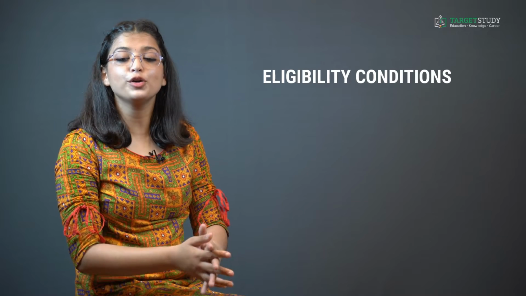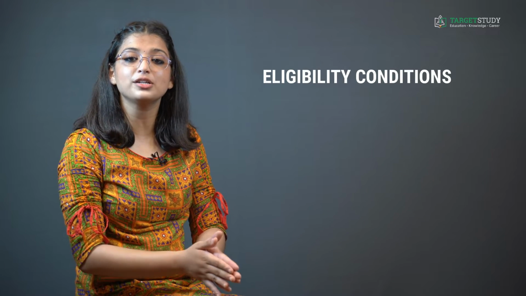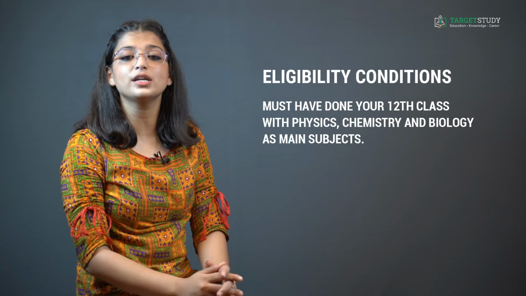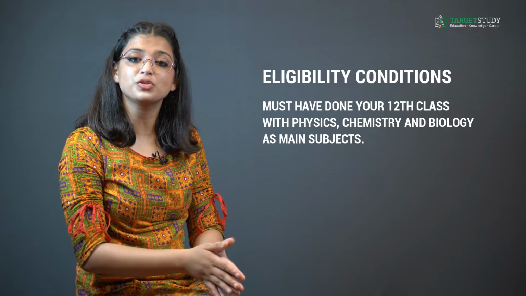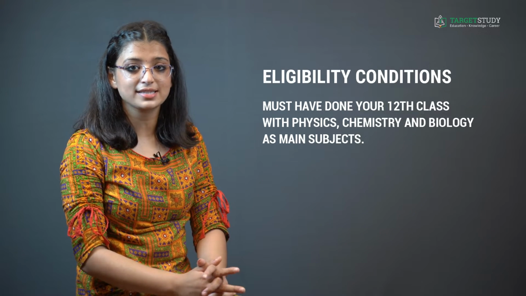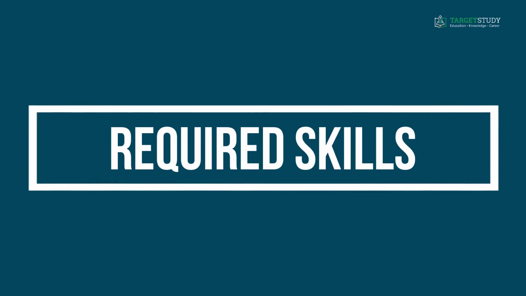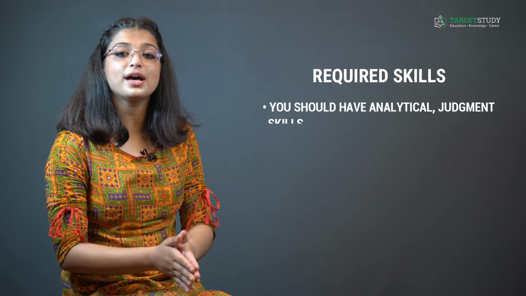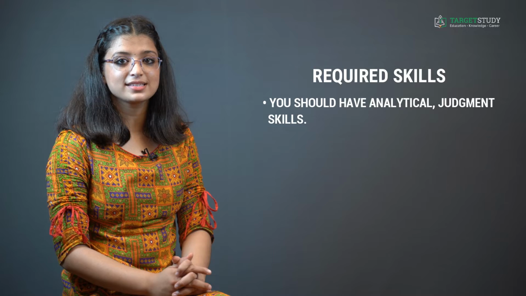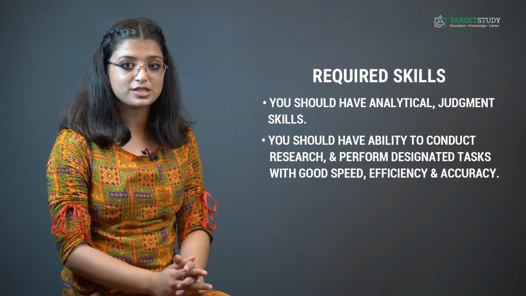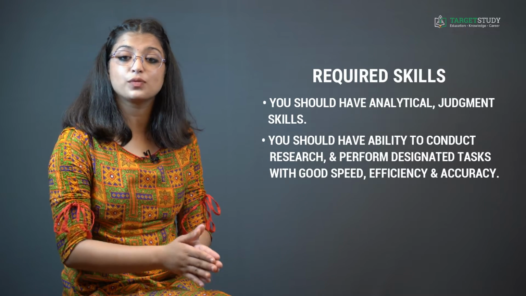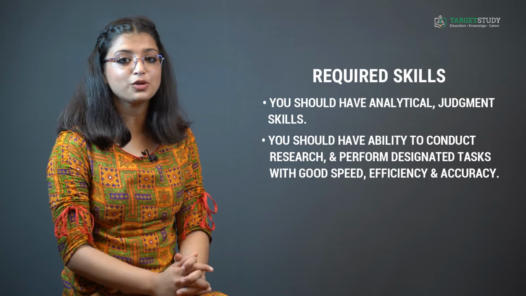So guys, if you want to join Diploma in Medical Laboratory Technology course, you must have done your 12th class with physics, chemistry and biology as main subjects, having 45 to 50% of minimum aggregate marks at this level. Along with fulfilling these eligibility conditions, you must have certain set of required skills to be able to do 2 years DMLT course, like you should have analytical, judgment skills, you should have ability to conduct research and perform designated tasks with good speed, efficiency and accuracy.